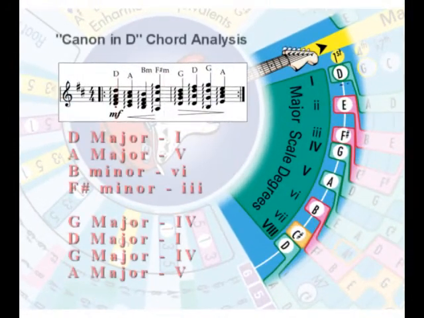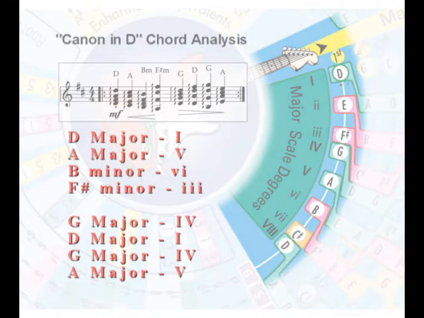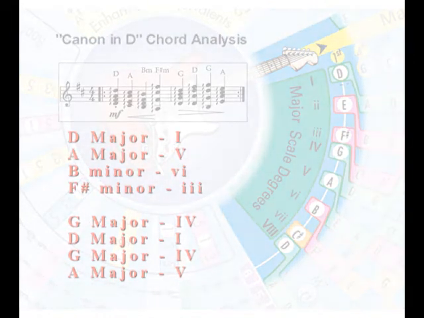Now, what I'd like to do is talk about the chords used in the canon in D. Let's do some quick analysis. And we can tell here in the first bar of the song, our chords would be a D major, A major, B minor, and F sharp minor. So we would have a 1, 5, 6, 3 progression. The second measure has a G major, D major, G major, A major, which would be a 4, 1, 4, 5 progression. Okay, great. We've just learned some basic theory. And I think we're ready to move on.